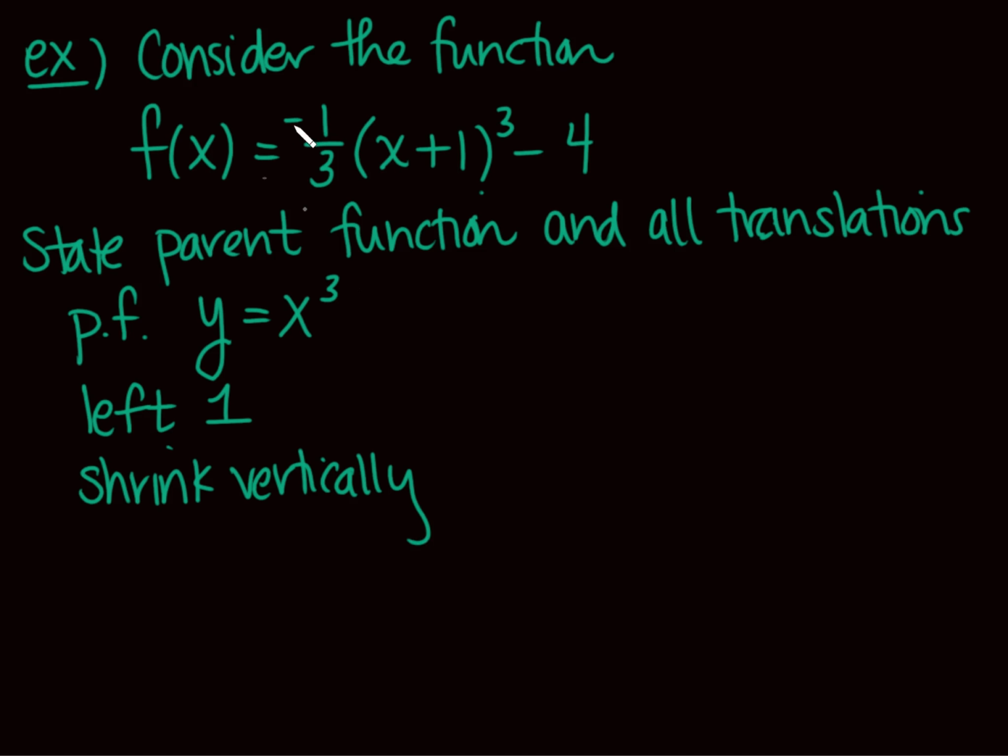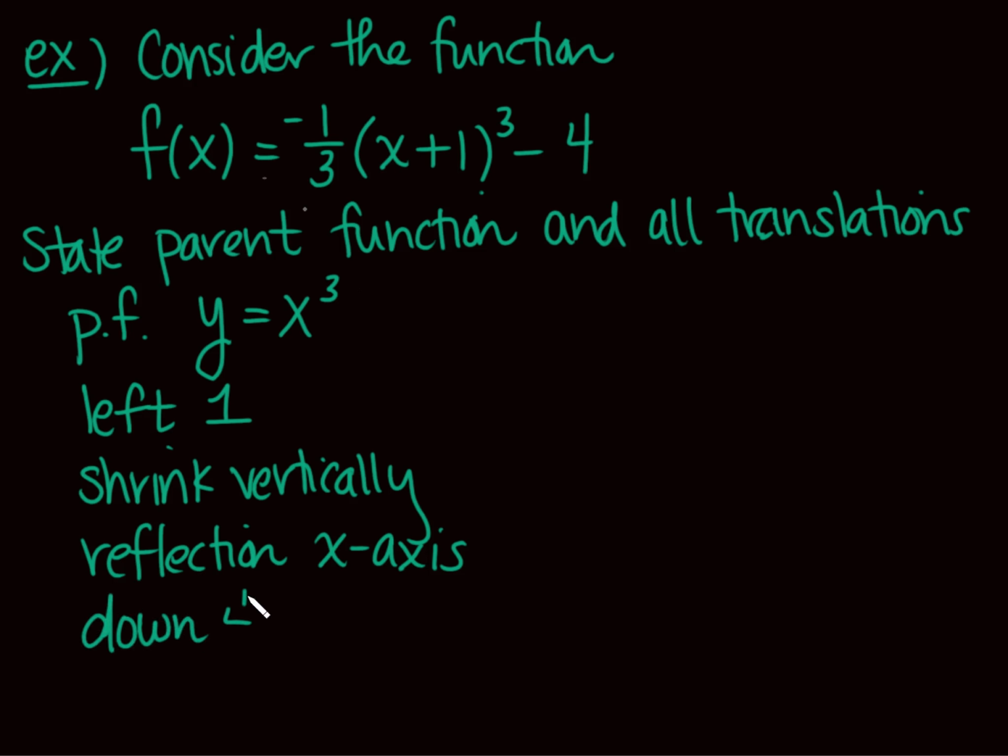What is that negative going to do? That's going to be a reflection about the x-axis. And then finally this minus 4 is going to go down 4. So this is more of what I care about. I could see this and I would know x cubed looks like this. So what do I know? It's going to be shifted to the left 1. It's going to be a little squished down. It's going to be reflected so that it looks like this now. And then the whole thing will be shifted down 4.